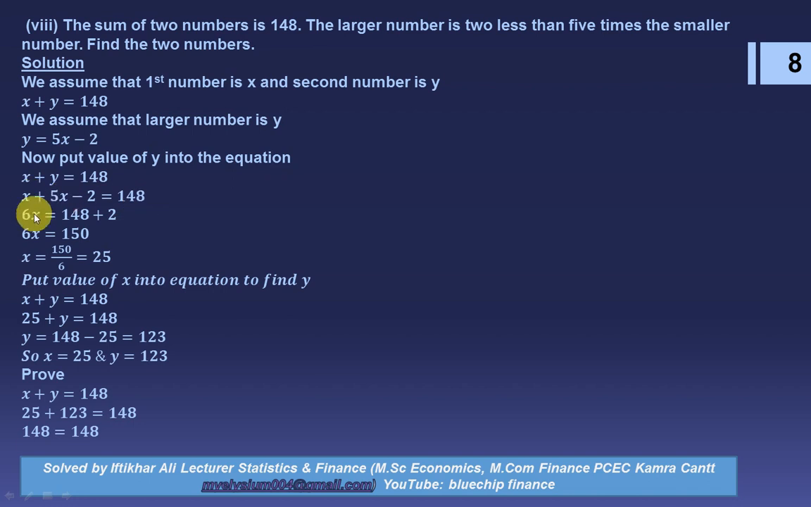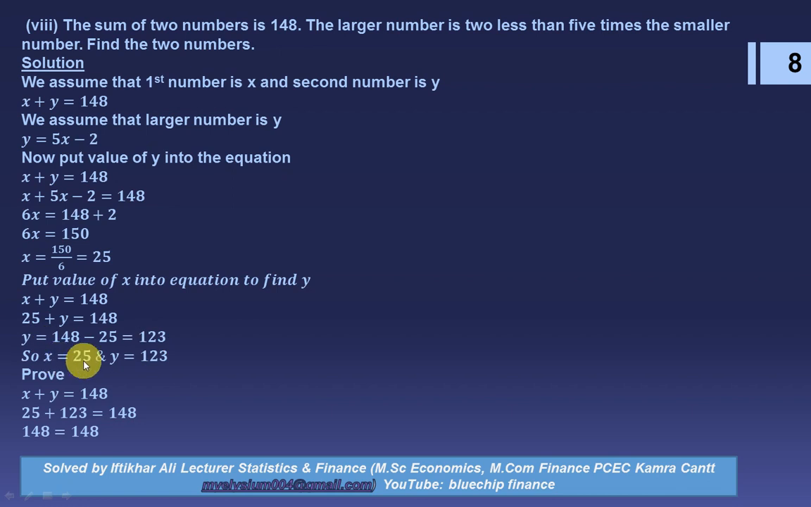So x plus 5x equals 6x equals 148, and this minus 2, when it goes to the other side of the equation, will become plus 2, and the equation should be 6x equals 150, and x equals 150 by 6 equals 25. Put the value of x into the equation to find y. So x plus y equals 148. So x is 25, plus y equals 148, and y should be 148 minus 25, and it should be equal to 123.